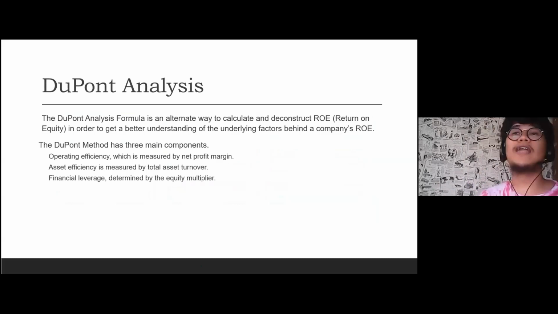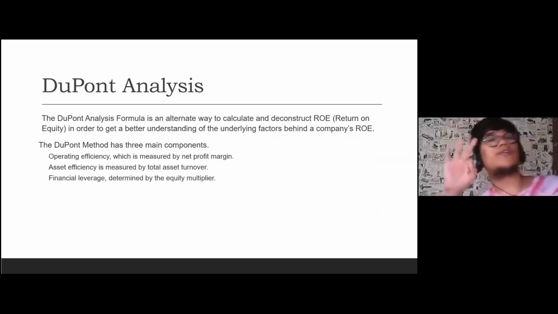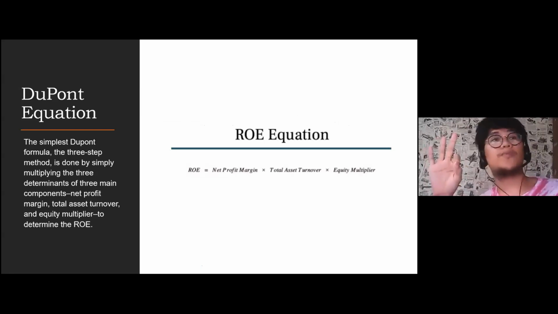So the Dupont analysis formula is an alternate way to calculate and deconstruct your ROE, which is your return on equities, in order to get a better understanding of the underlying factors behind the company's ROE. So there are three determinants, no? There are three determinants in the Dupont equation.